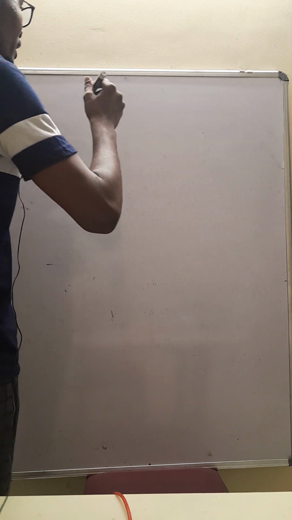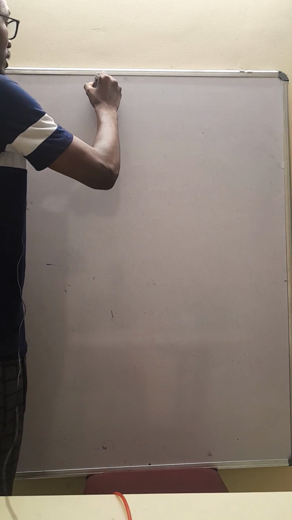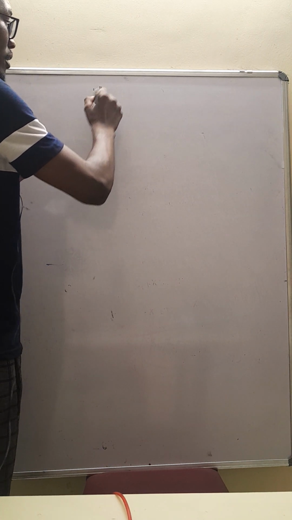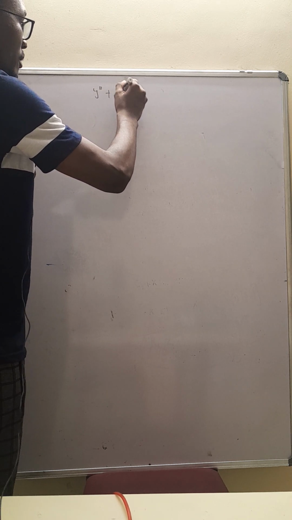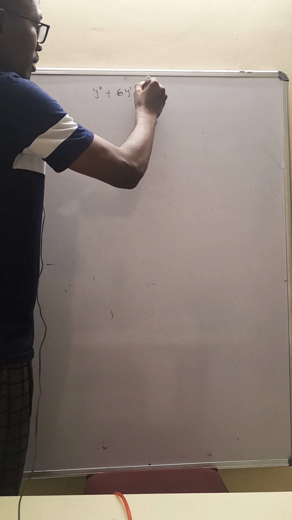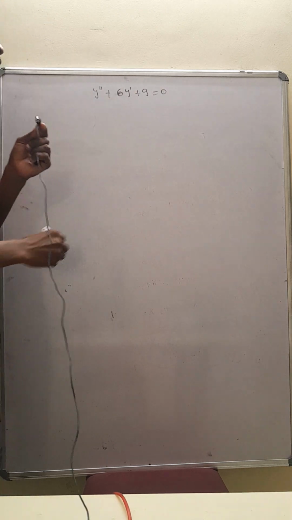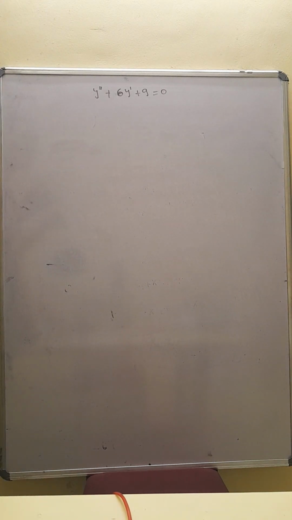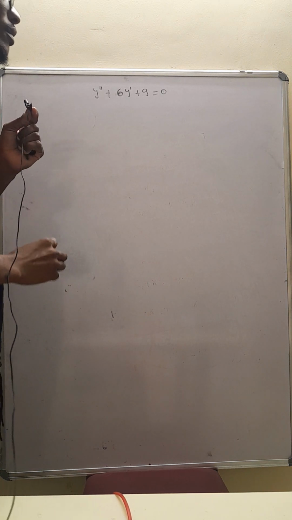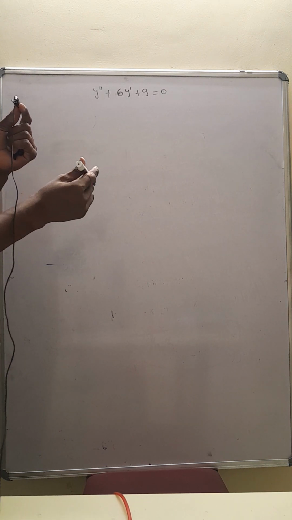Okay. See guys, but before I start solving the exercise, I'd like to introduce a new term. We know that when we started solving those equations, like y double dash plus 6y dash plus 9 equal to 0, we used the normal way to find the solution.